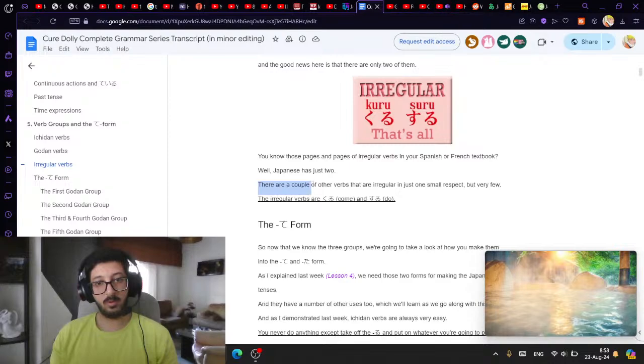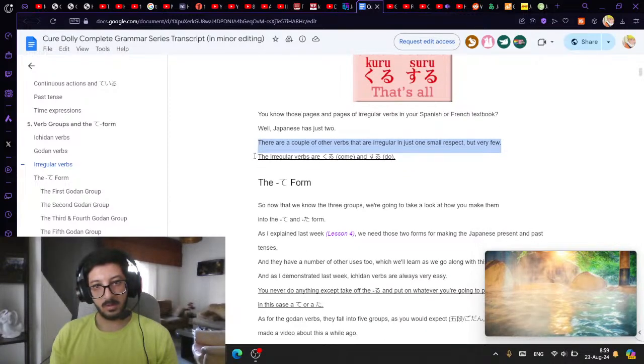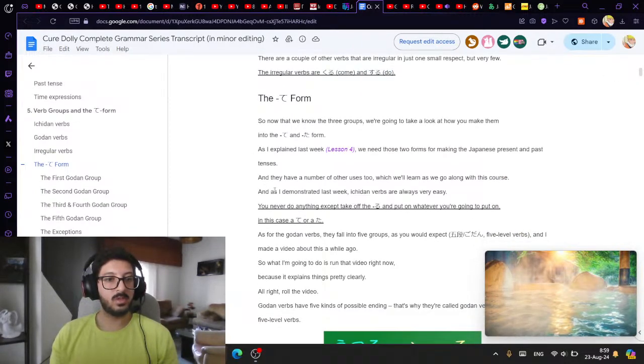There are a couple of other verbs that are irregular in just one small respect, but very few. The irregular verbs are kuru, come, and suru, do. We need to see examples.